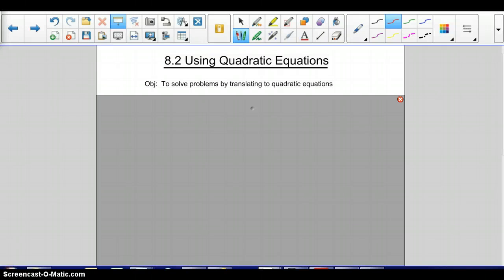Alright everyone, welcome back. We are starting 8.2 today and we will be using quadratic equations. So, our objective for today is to solve problems by translating to quadratic equations. What we're going to see today are some word problems, and we are going to utilize our quadratic equations to solve for missing values in a real life context. So let's start with this first one here.